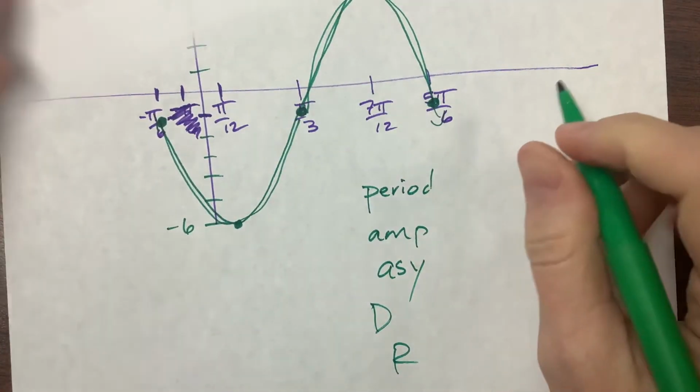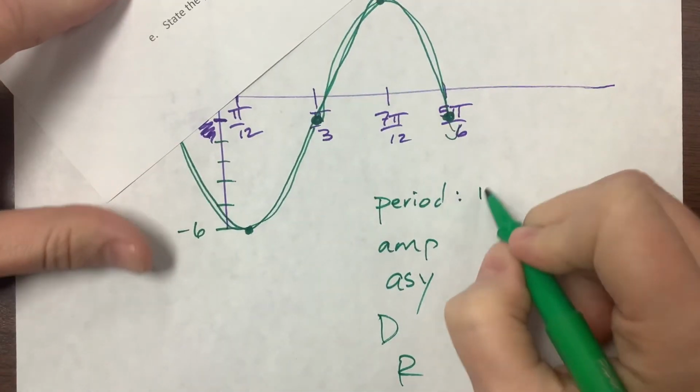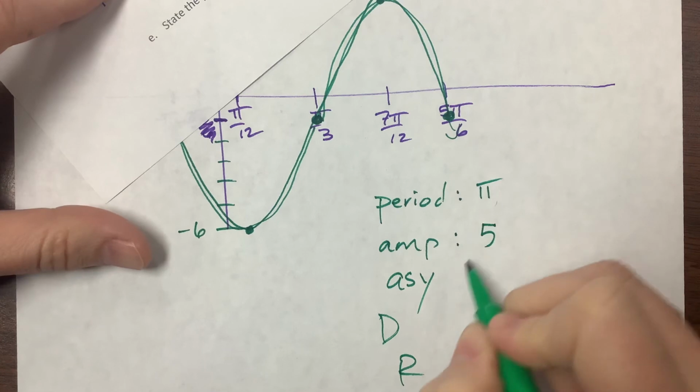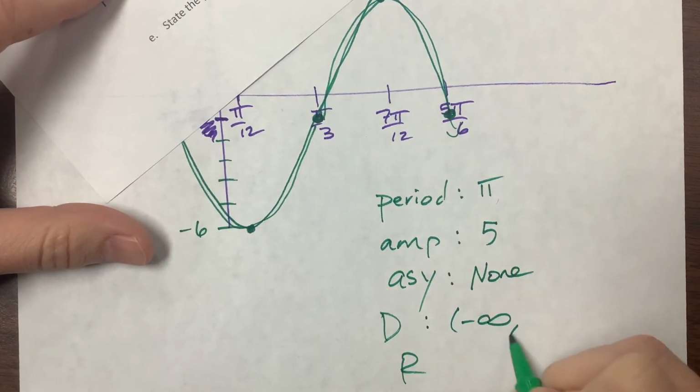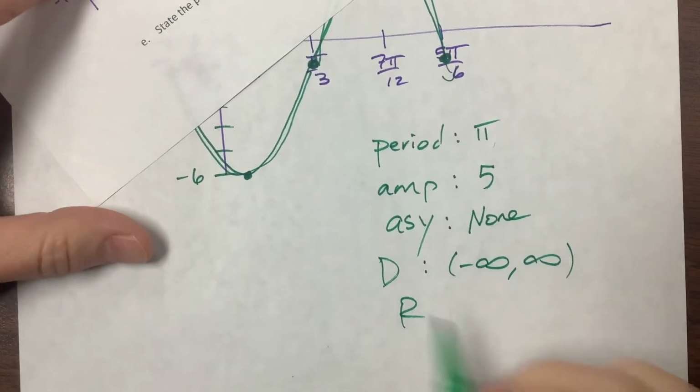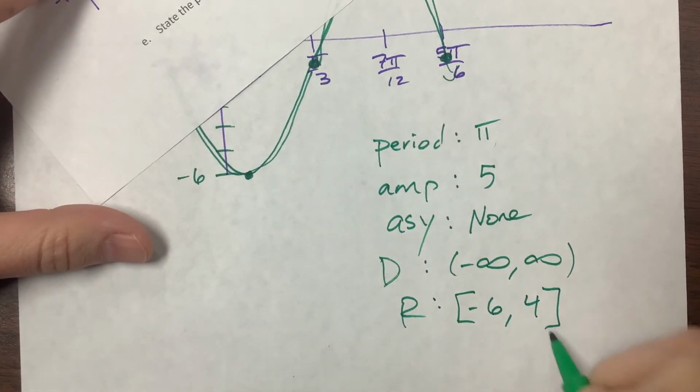The period, we had said that before, was equal to pi. The amplitude was 5. The asymptote, there are none, but I need you to tell me that. The domain, since this is sine, it's all real, life is good. The range, we went as low as negative 6 and as high as positive 4.